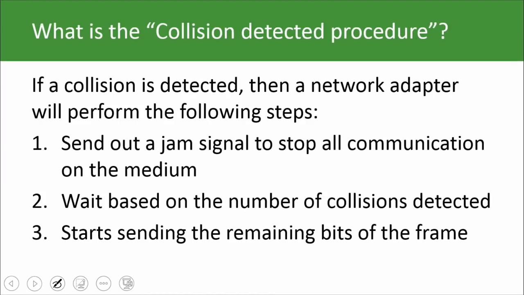What happens if there is a collision is sort of like in real life if two cars crash, right? You send out a jam signal and it stops all communication on the medium, so everything just sort of comes to a screeching halt. The devices are going to wait for a period of time that's dictated by the number of collisions that occurred, and then eventually, once the lanes are clear, once the roads are clear, it's going to start sending the remaining bits of the frame out on the network.